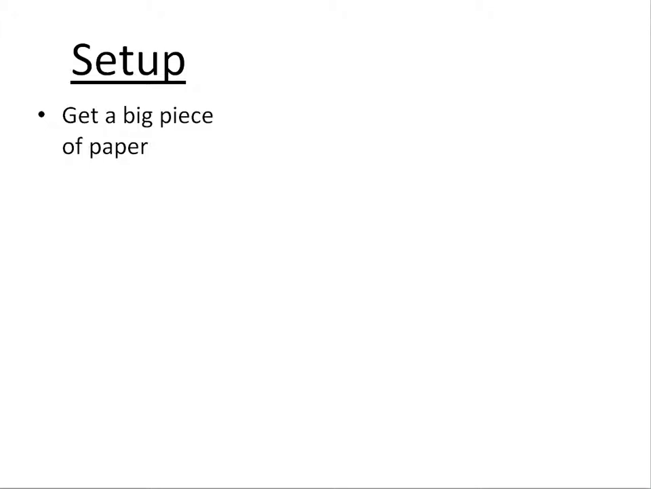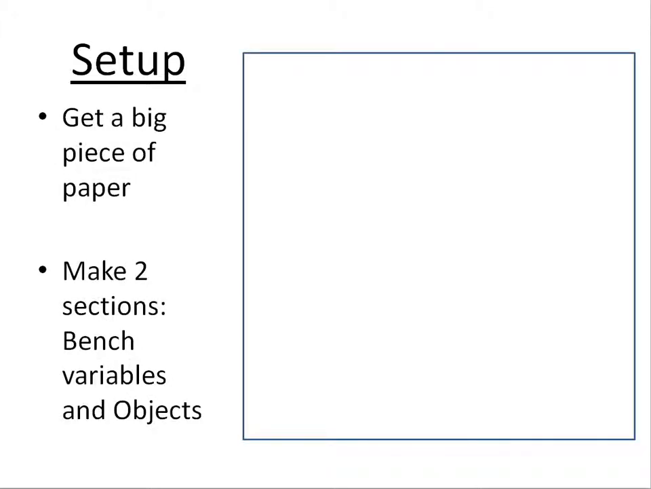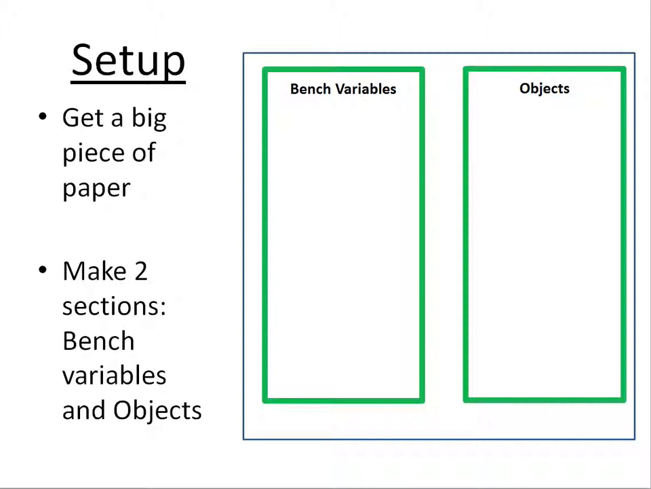So, the first thing that you should do is get a big piece of paper, and on that piece of paper you're going to draw off two sections. One of them is going to be called bench variables, and the other is going to be called objects. If you're doing this not just using BlueJ, you might call it just variables or local variables. You're always going to have an area for objects.